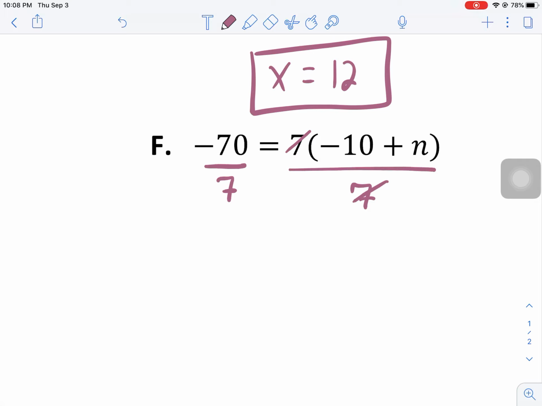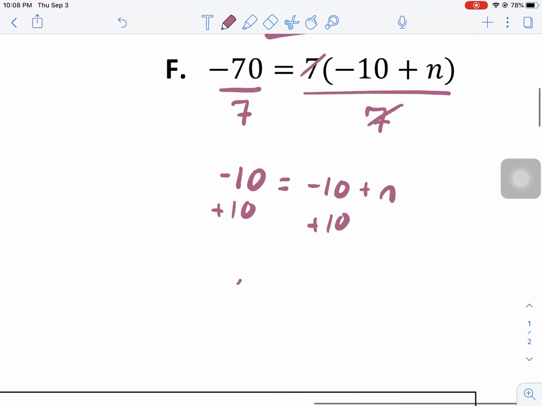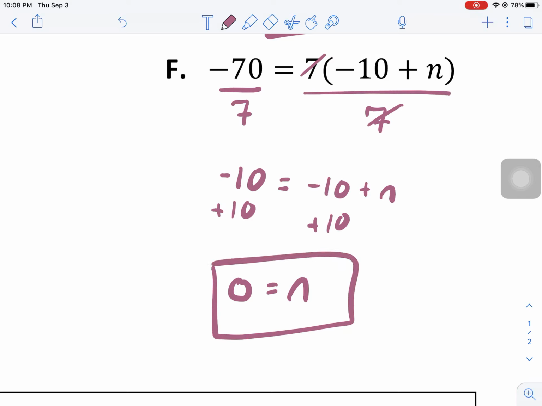So then we have negative 70 divided by 7, which would give us negative 10, and then that's equal to negative 10 plus 10. Okay, now we would just add the 10 over to the other side. But what happens when we do that? We would get 0 is equal to n. Okay, so that's a couple multi-step equations for you.